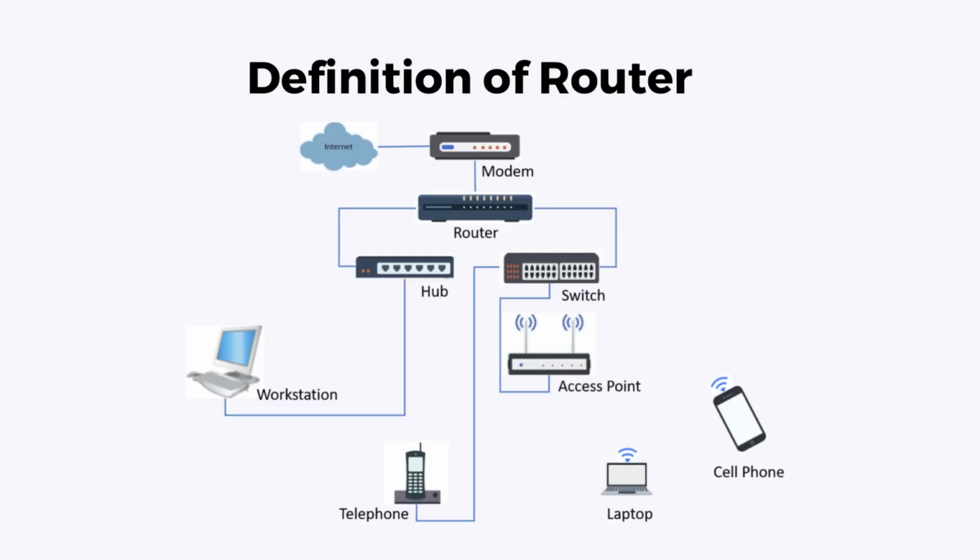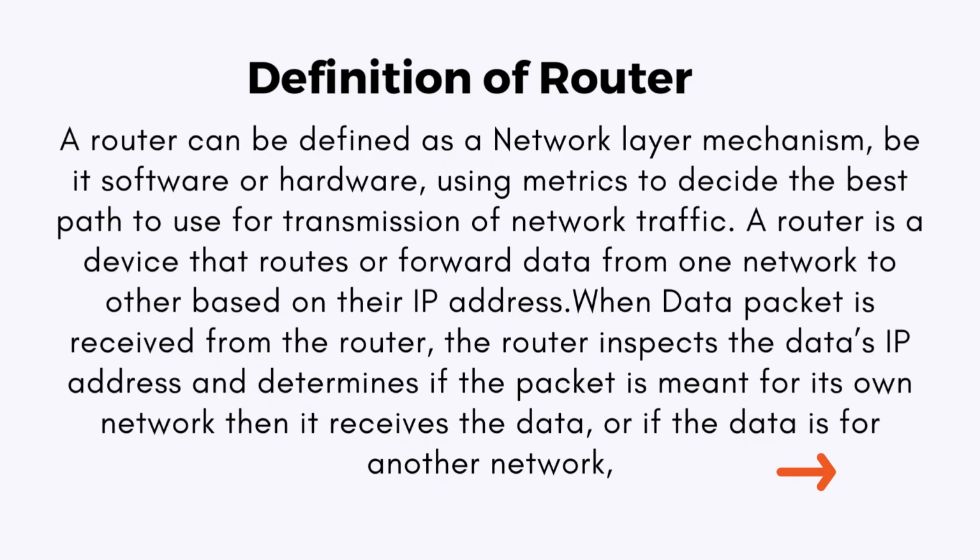Definition of router. A router can be defined as a network layer mechanism, be it software or hardware, using metrics to decide the best path to use for transmission of network traffic. A router is a device that routes or forwards data from one network to another based on their IP address.